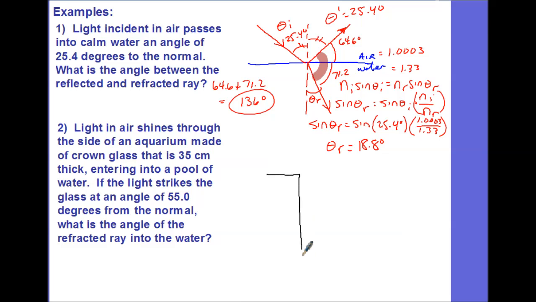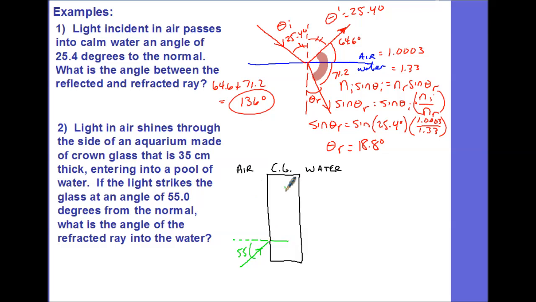So we have some crown glass, and it's pretty thick crown glass, so it must be a pretty good sized aquarium. Here we have air, here we have crown glass, and here we have water. So we really have 3 different media, so 2 different interfaces along which we'll have some refracted light. So let's go ahead and put green in here. So here we have maybe a ray of light traveling this way. I said it was 55 degrees from the normal.